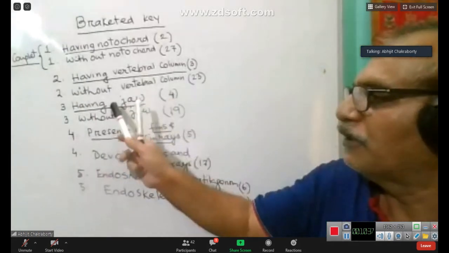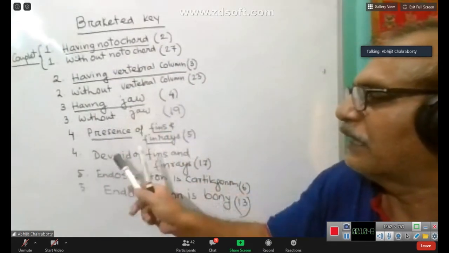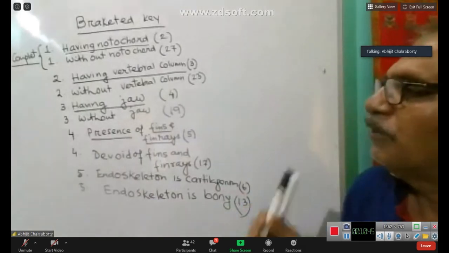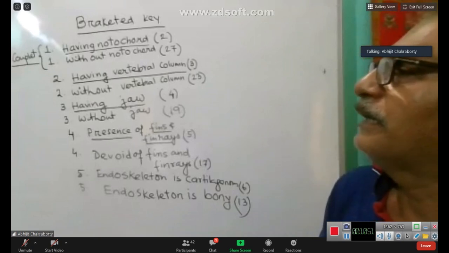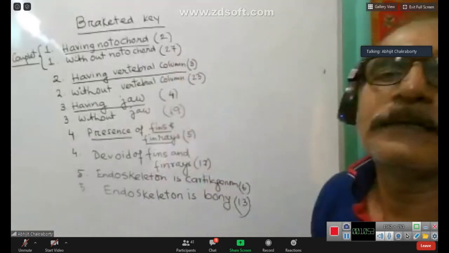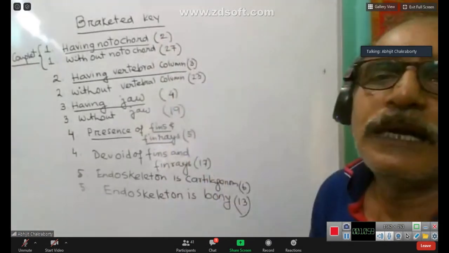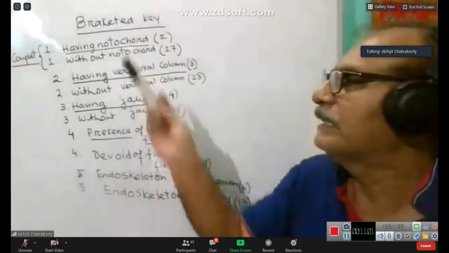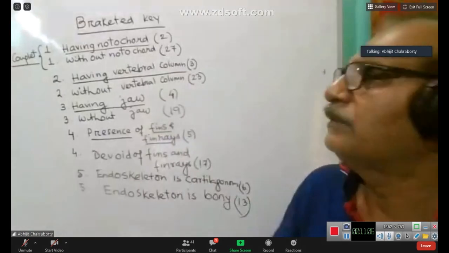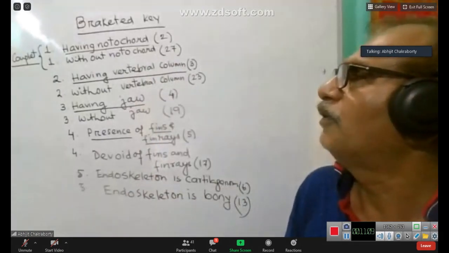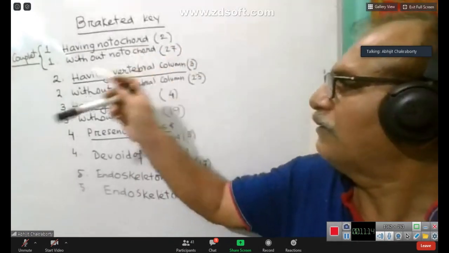And it is so in all these couplets. This is a couplet, this is also a couplet, this is a couplet, and this is also a couplet. So, that is the first thing. Second thing you see, after every statement or every leaf of a couplet, there is a number within brackets. So, for identification, you need to follow this number. As I already said, if it is written 'notochord not occurred', then what to do? You need to follow what is written in 2.